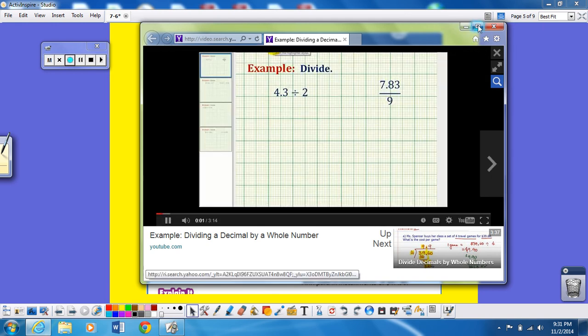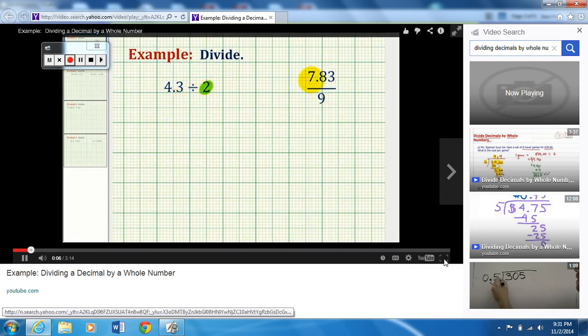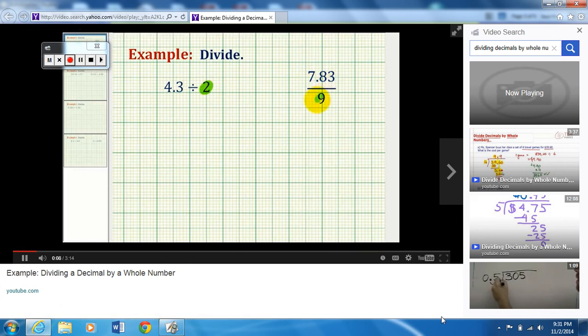We want to divide a decimal by a whole number. Here we have 4.3 divided by 2, and here we have 7.83 divided by 9. Remember, division can be expressed in several ways. To divide a decimal by a whole number, we'll first rewrite this as a long division problem. So we'll have 4.3 divided by 2. This is a pretty straightforward process when dividing by a whole number. What we need to do is take this decimal point and move it up into our quotient. Once we do this, we can divide as we normally would.